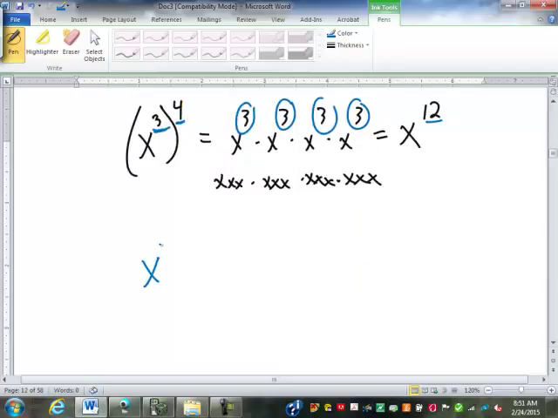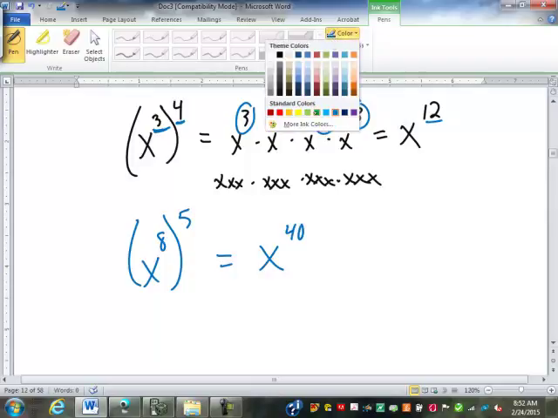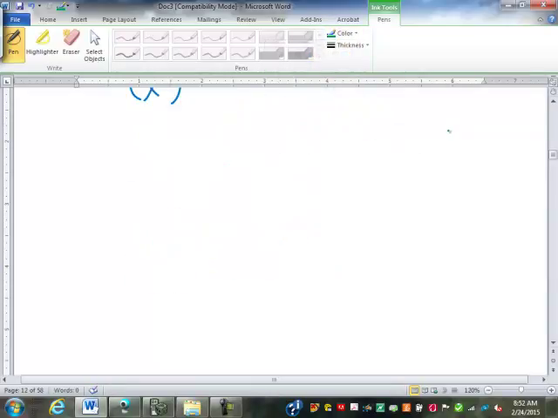So if I have x to the 8th to the power of 5, this is going to be x to the, what's 8 times 5? 40. Good. Or 10 to the 7th to the power of 3 is going to be 10 to the 21st. There you go. 7 times 3 is 21.